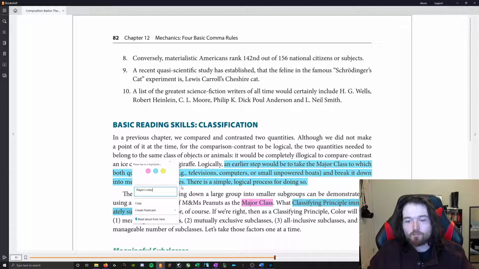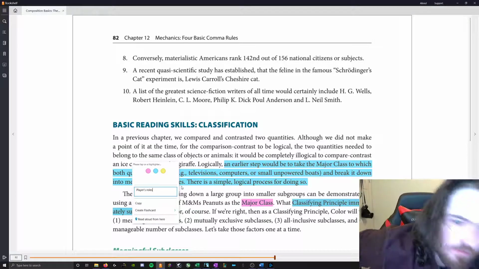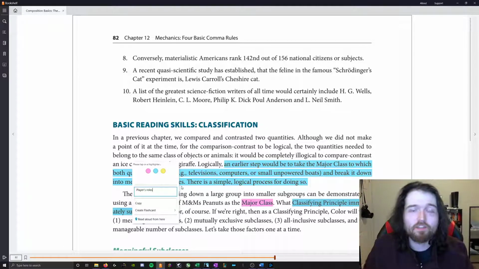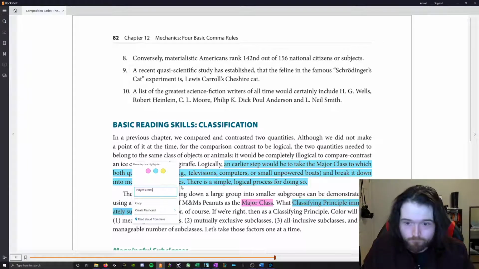So what classifying principle will help separate our major class, the basketball team? Well, the players' roles, of course. You can separate them by forward, point guard, shooting guard, and the center. It's 4. I can't think of any others, but you get what I'm saying. And you can explain the significance of each of those.